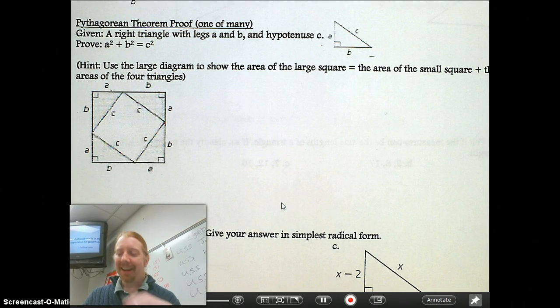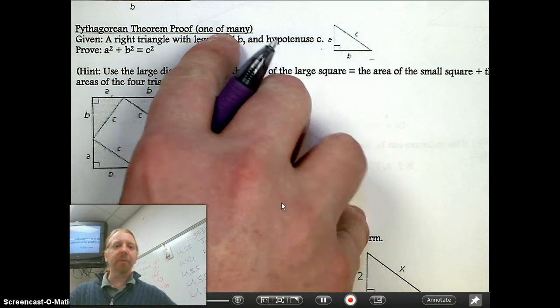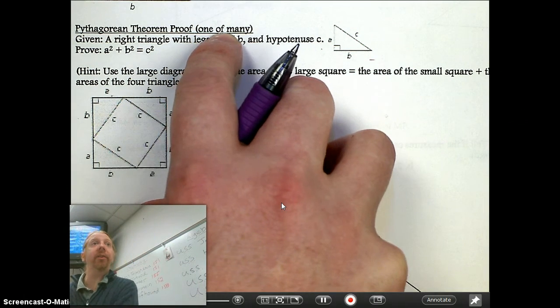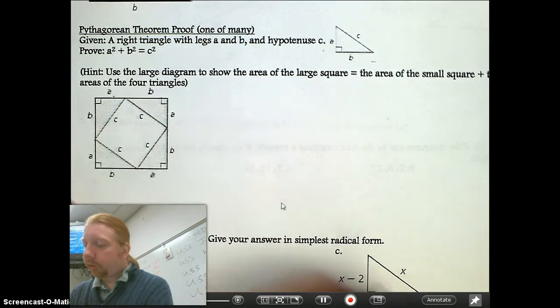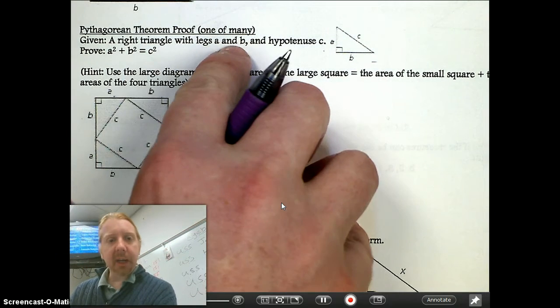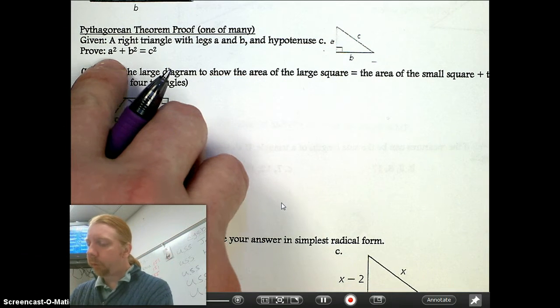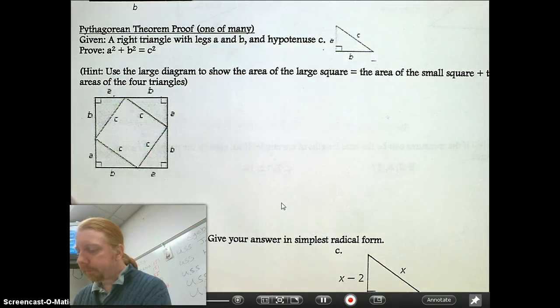That was the countdown. Okay, so the proof of the Pythagorean theorem. And it does, like I said, say one of many, because there are lots of different ways I can prove this. Because it's a pretty solid rule. We're going to start with a right triangle with legs A and B, hypotenuse C, where our goal is to prove a squared plus b squared is c squared.